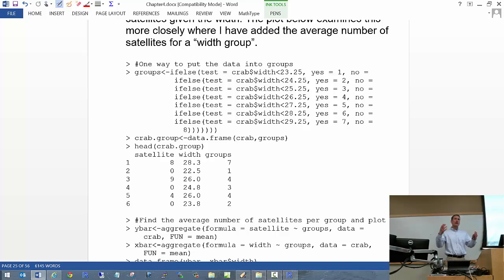There's a number of different ways that you can get your data into groups. This particular way is based upon stuff that we've seen before with the if-else function. So if I say if-else, make a test. Is my width of an observation less than 23.25? If it is, put it into group 1. If it's not, do another if-else. Is my width less than 24.25? If it is, then that means it's in group 2. If it's not, then you keep on going. That's one way to put the data into groups.